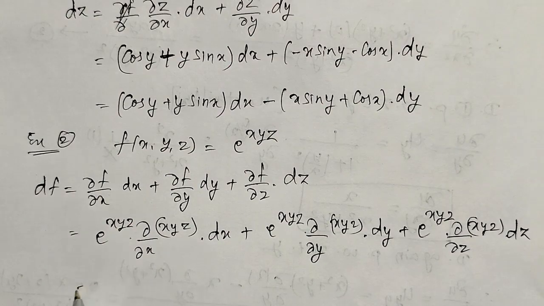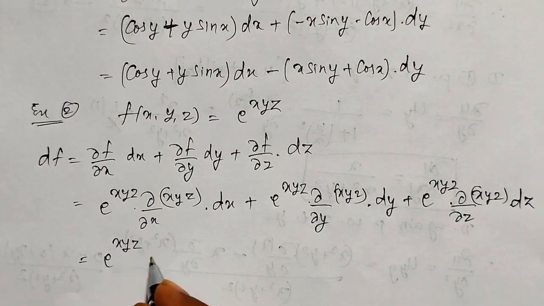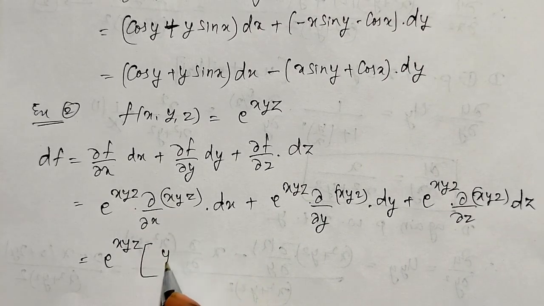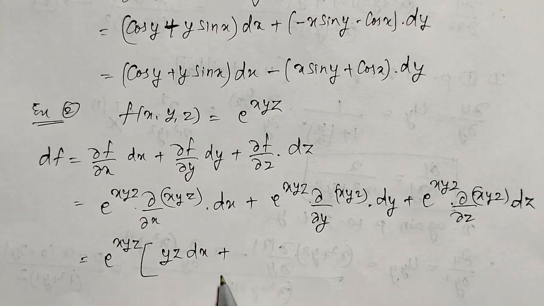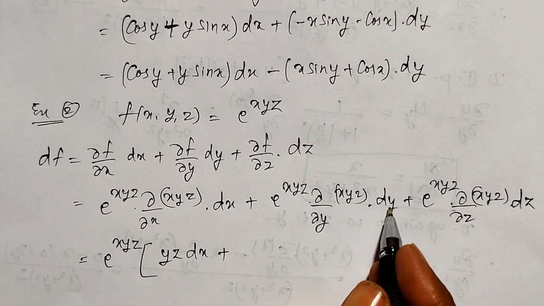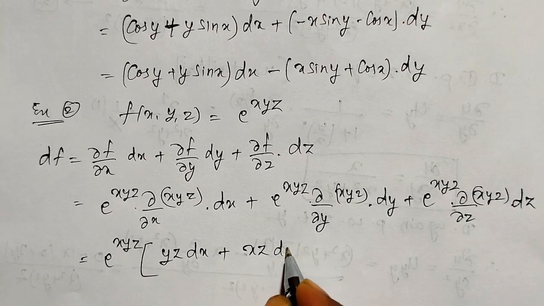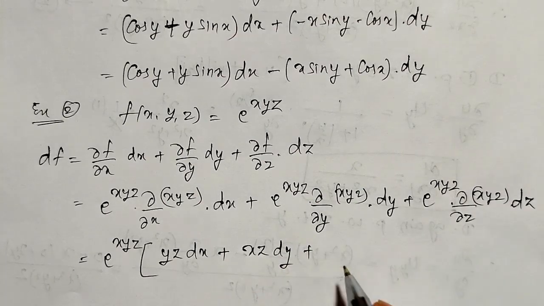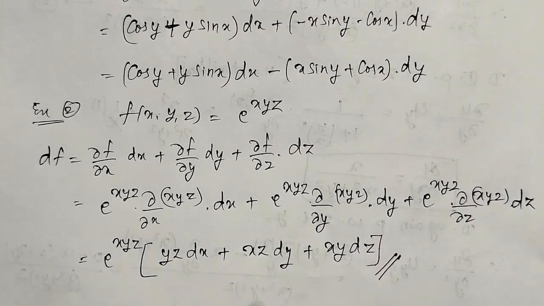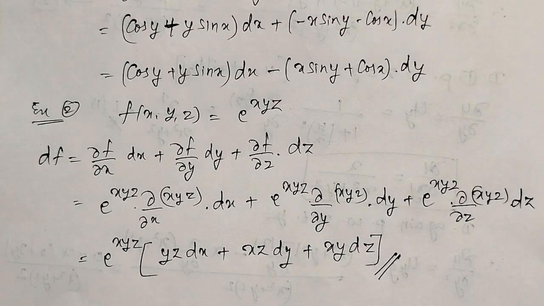From all the three terms I can take e raised to x y z common. If I take e raised to x y z common, then the partial derivative of x y z with respect to x will become y z into dx, plus the partial derivative of x y z with respect to y will become x z into dy. Similarly, here it is x y into dz. This is the total derivative of e raised to x y z.